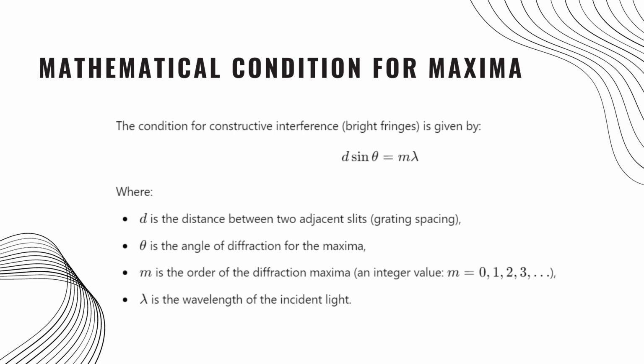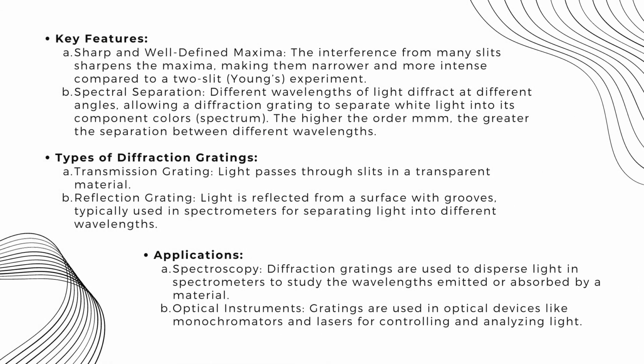m is the order of the diffraction maxima, and lambda is the wavelength of the light. Key features are sharp and well-defined maxima and spectral separation. Types of diffraction gratings include transmission grating and reflection grating. It finds applications in spectroscopy and optical instruments.